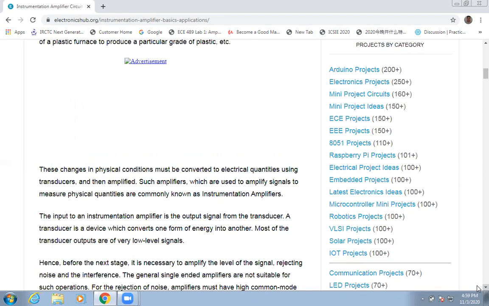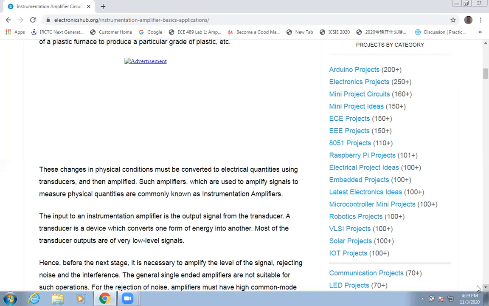These physical changes must be converted to electrical quantities using transducers, and then it must be amplified. Such amplifiers, which are used to amplify signals to measure physical quantities, are commonly known as instrumentational amplifier. The input to an instrumentational amplifier is the output signal from the transducer. A transducer is a device which converts one form of energy into another.